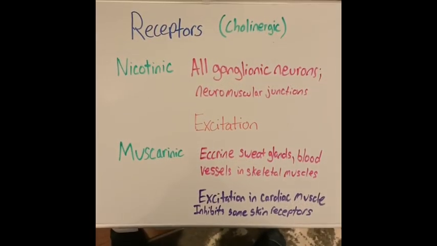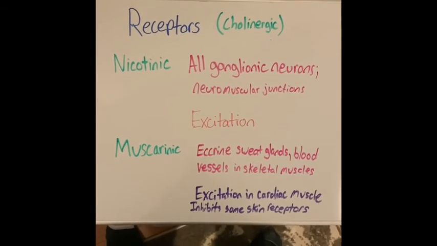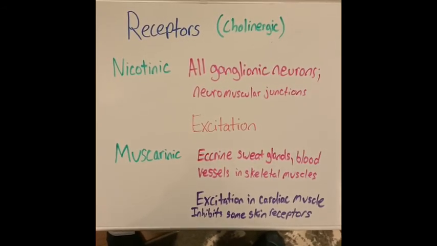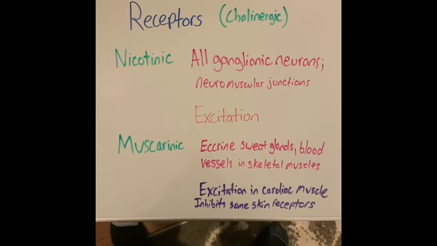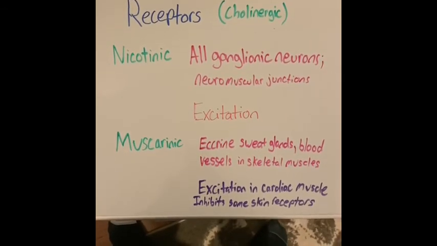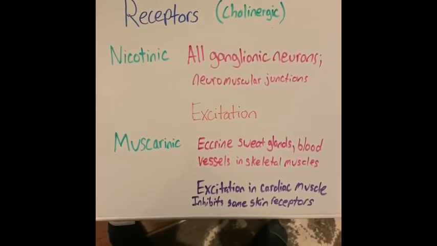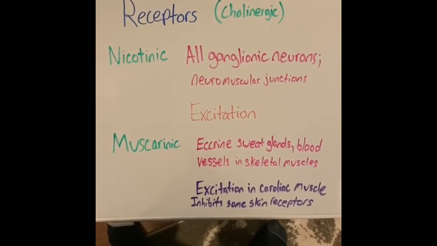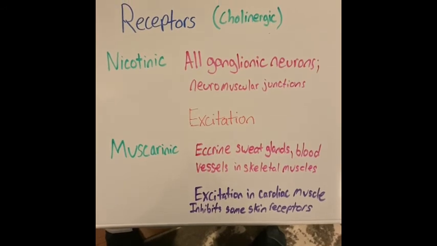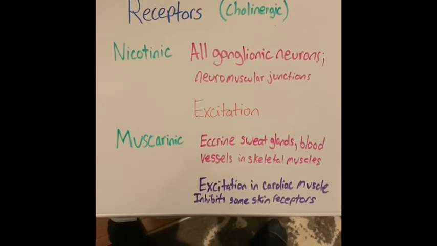And now in our second class of receptors, we have cholinergic receptors. Nicotinic, all ganglionic neurons and neuromuscular junction, that's where it's found. And it excites, basically a nicotine buzz, if you've ever done any of that kind of stuff. And then you have the muscarinic, and that's found in the eccrine sweat glands, blood vessels, and skeletal muscles. And basically that just excites some cardiac muscles, and then it does shut down some of your skin receptors, making your hands kind of clammy and sweaty. And that's it for cholinergic receptors.